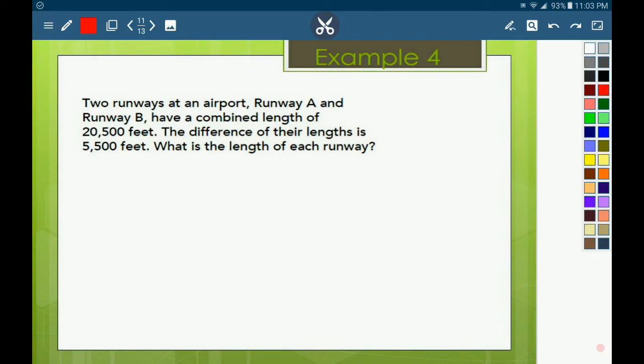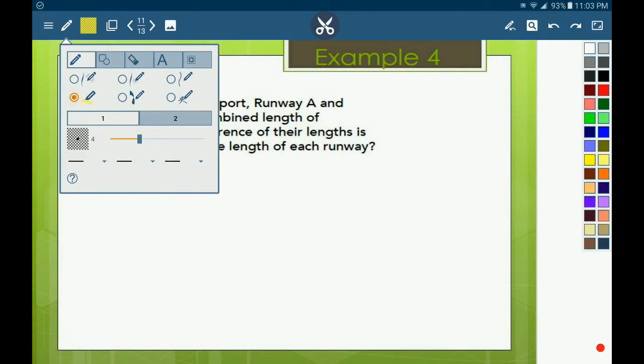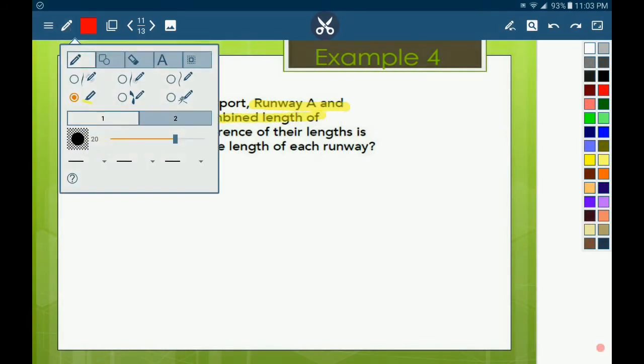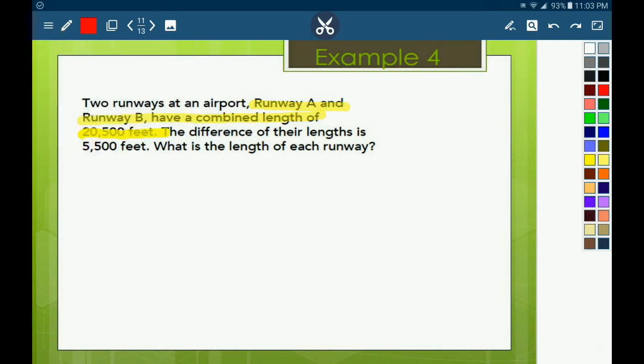All right, so I've got one last example for you guys, the word problem. It says 2 runways at an airport, runway A and runway B have a combined length of 20,500. That's actually one of the equations that we're going to create. Runway A and runway B have a combined length of 20,500. Those words combined length, that's telling me that I need to add them together.